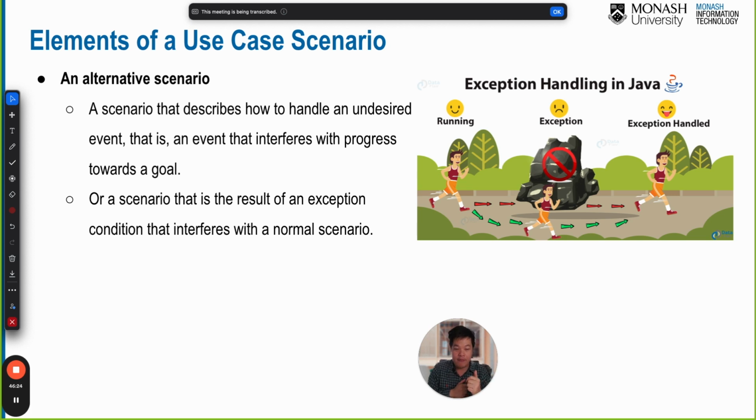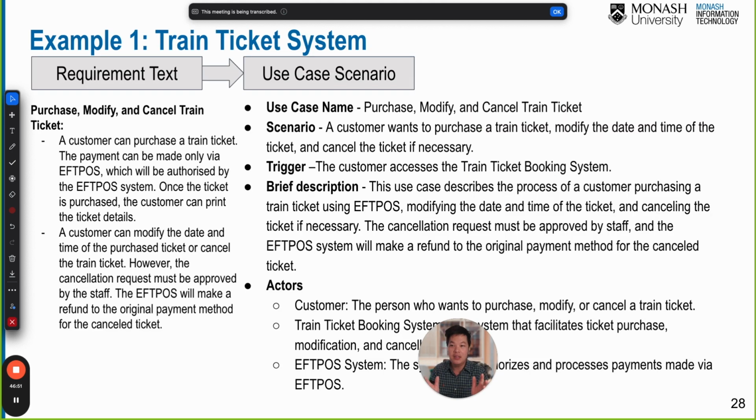This is the same thing as when you implement exception handling in Java. When you want to purchase something, but the ticket is not available anymore, that becomes the exception handling, right? Does it make sense? Anything that is an alternative, an exception, or that interferes and is not usual, we call it an alternative scenario. Okay, let's try to work on this one together.